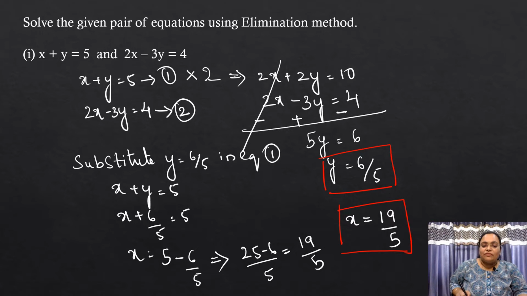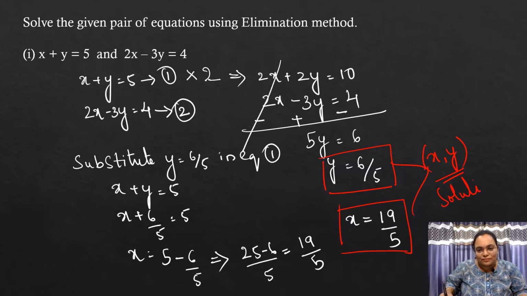So we have got the x value and the y value, right? These two will be the solution of the given pair of linear equations. x and y will be the solution. So how do we verify them?